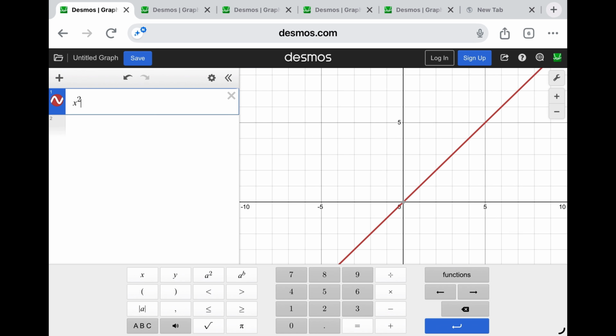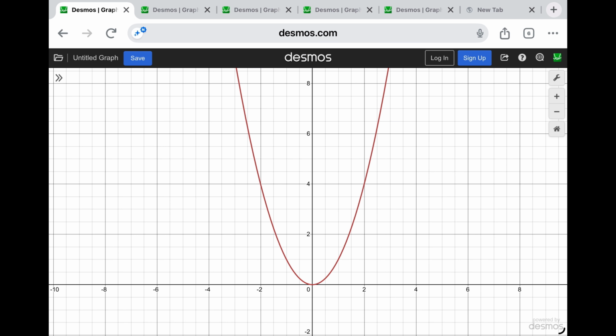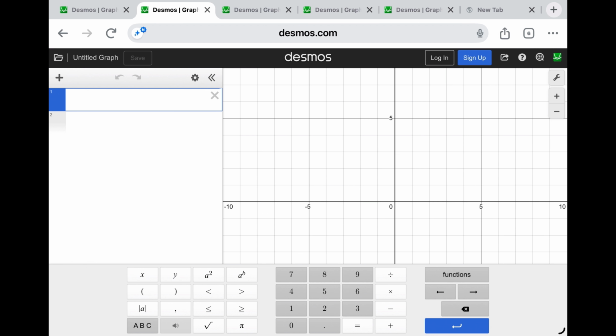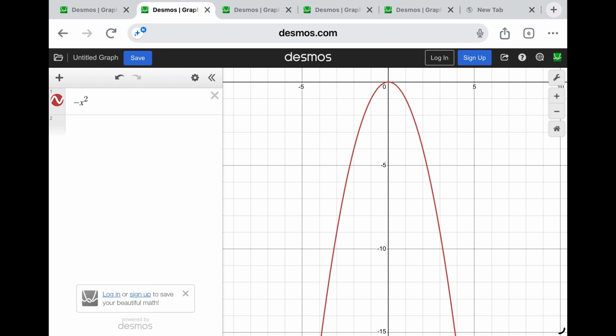So x squared, this is how a parabola looks. As you can see, a basic parabola. If you look carefully, it is a parabola that opens up. Let's do another one. Let's go with x squared again, but let's make it negative, and you can see this one opens down. Pretty standard stuff.